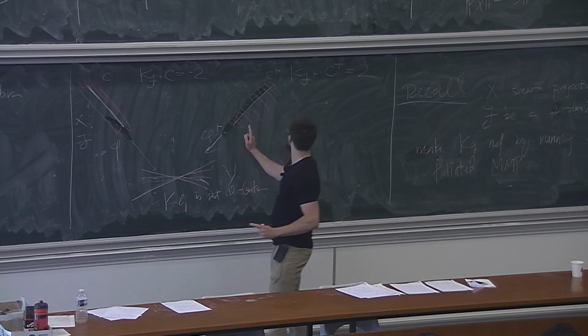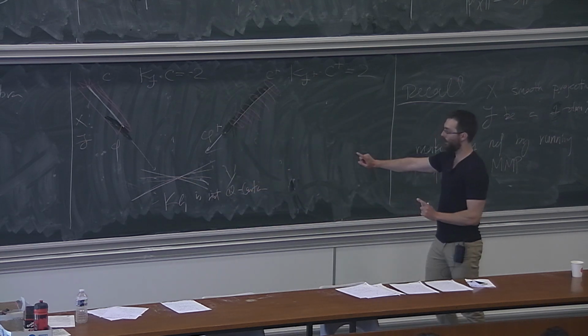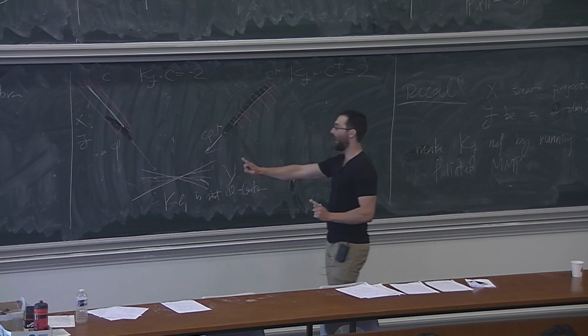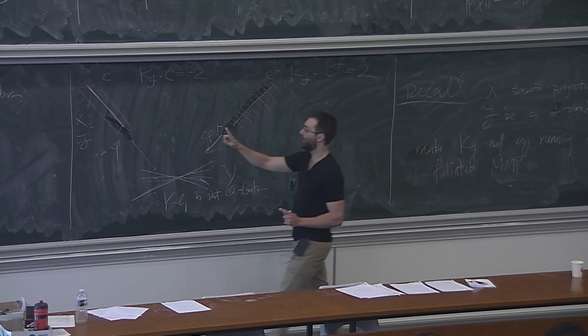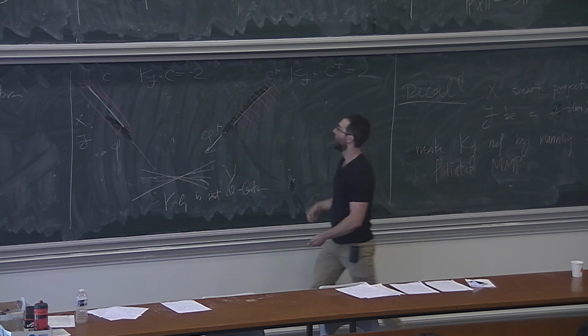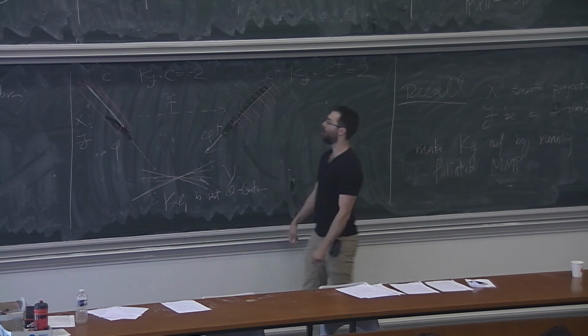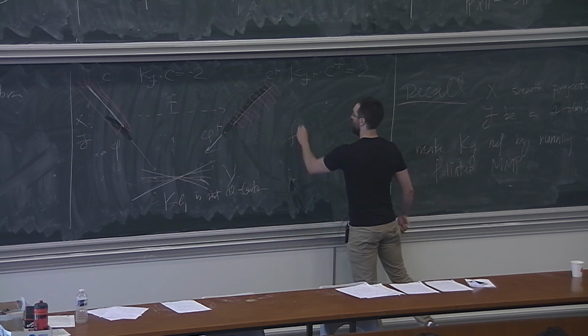Okay, so what this diagram tells us is that if we come across this situation, if we want to make K_F more nef, we should actually replace X by X^+. So we should perform a flip. So we'll let f be our flip. So this is our foliation flip.